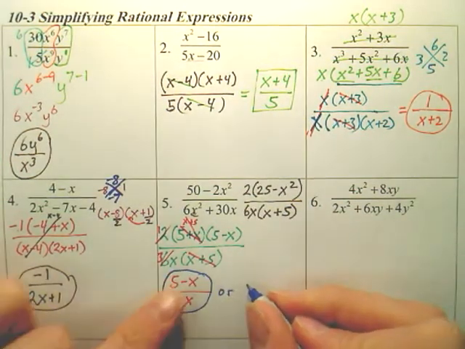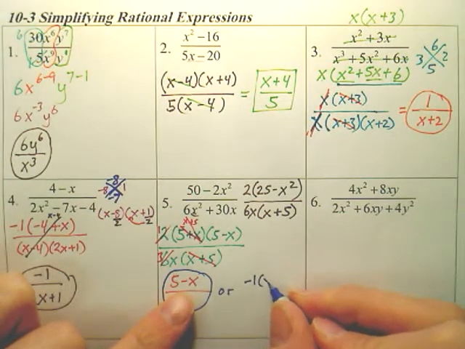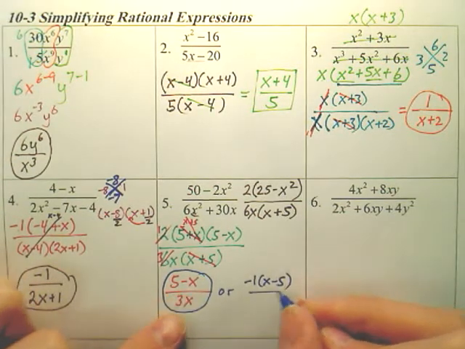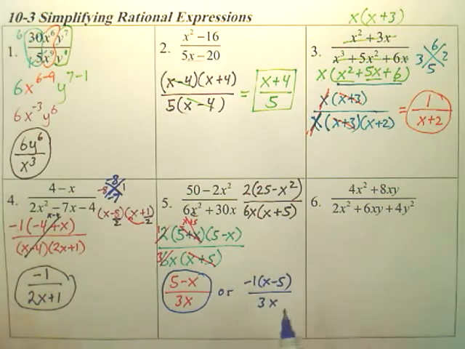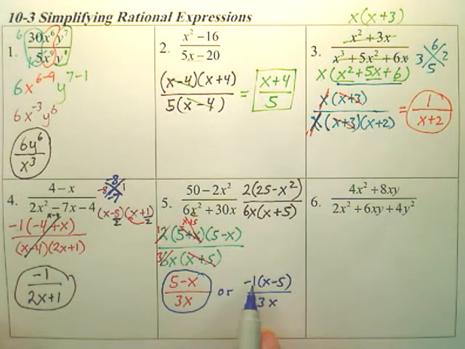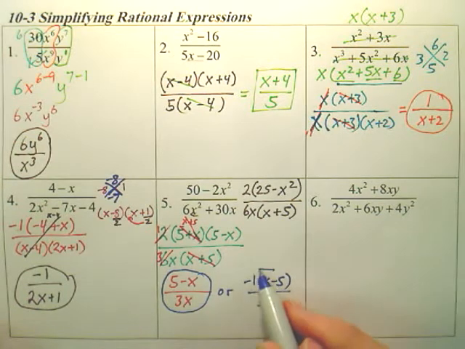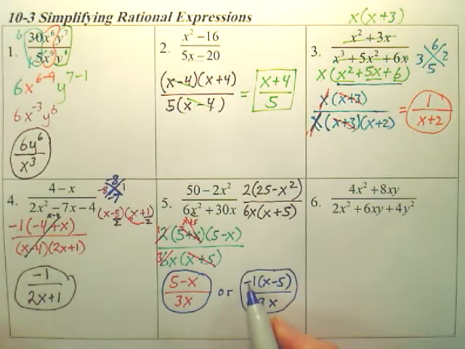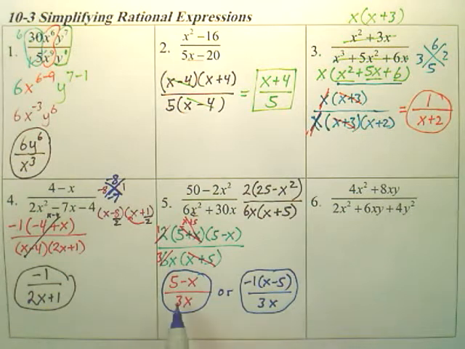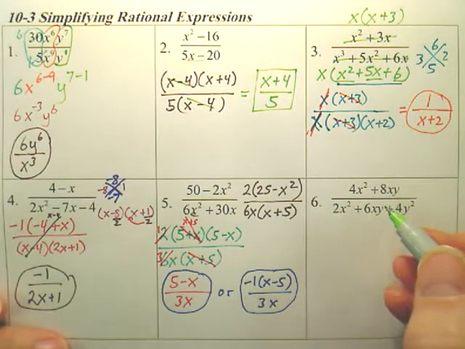Some people would do this. They'd pull a -1 out of the top and make that an x minus 5. Again, some people would do that. They'll pull a -1 out of the top and make it this answer. And sometimes they'll even bring the negative down to the bottom. But this works, but sometimes they'll do this. You just got to be careful for multiple choice test questions. Last one.